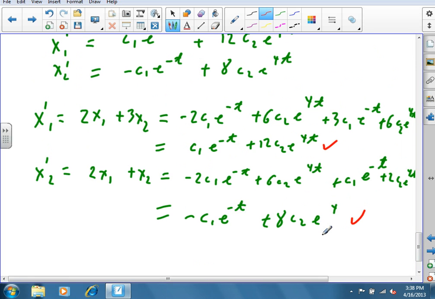Now that's the complete problem. I found the eigenvalues, I found the eigenvectors, I expressed my answer properly, and then I checked my work. Okay. And on the next test, that's exactly what you'll have to do. Those of you with an A average will get to do it with a 6 by 6 matrix, and those without an A average will get to do it with a 3 by 3.